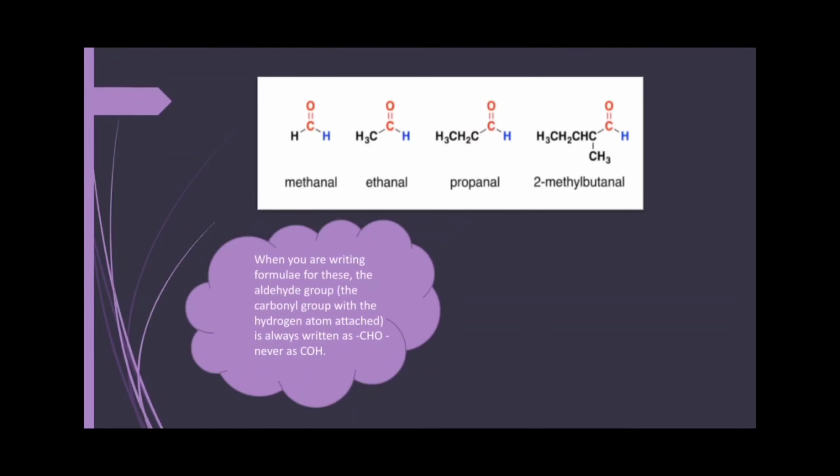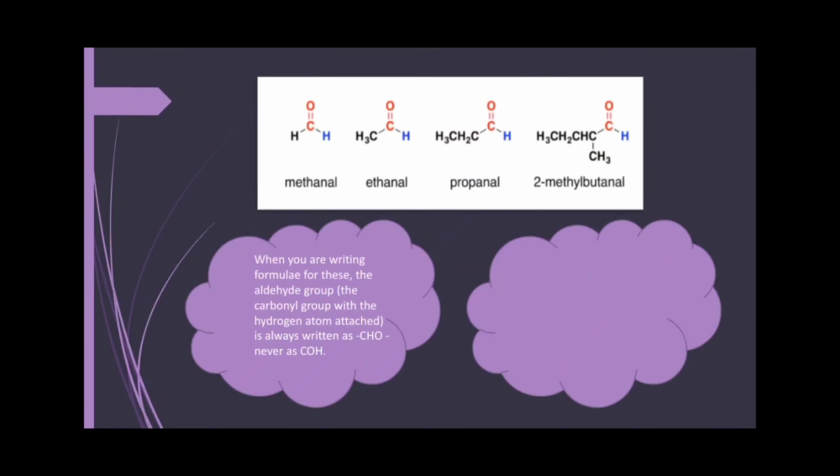When you are writing formula for this, the aldehyde group, the carbonyl group with the hydrogen atom attached, is always written as CHO and never as COH. Because if you write it as COH, it can be easily mistaken or confused with an alcohol. Ethanal, for example, is written as CH3CHO and methanal as HCHO.